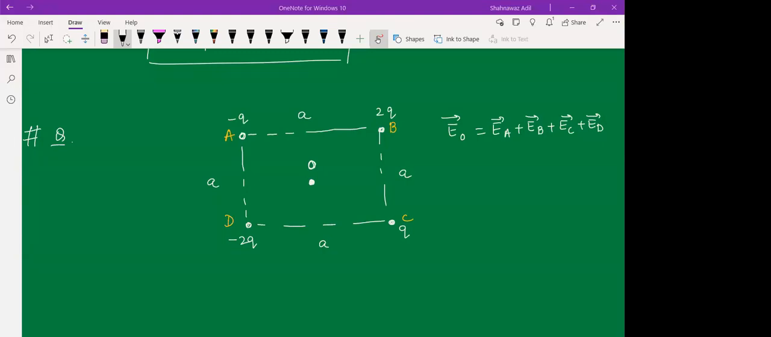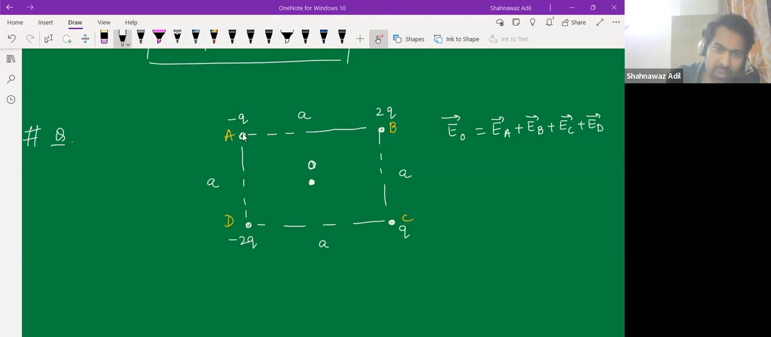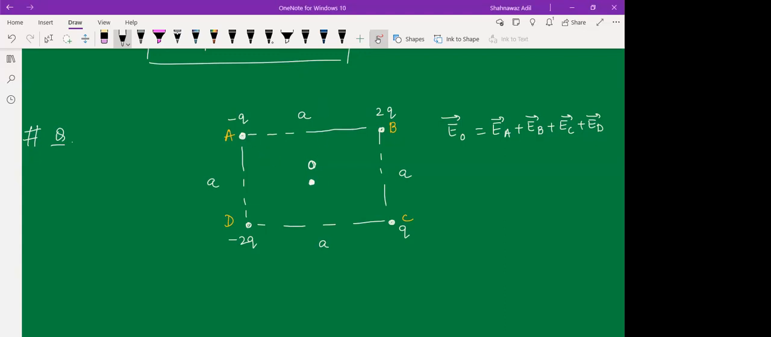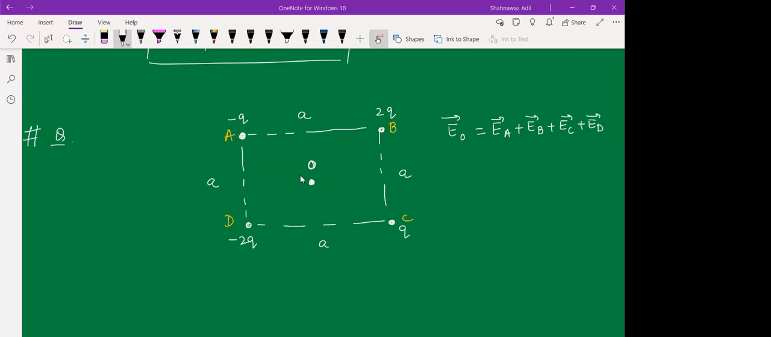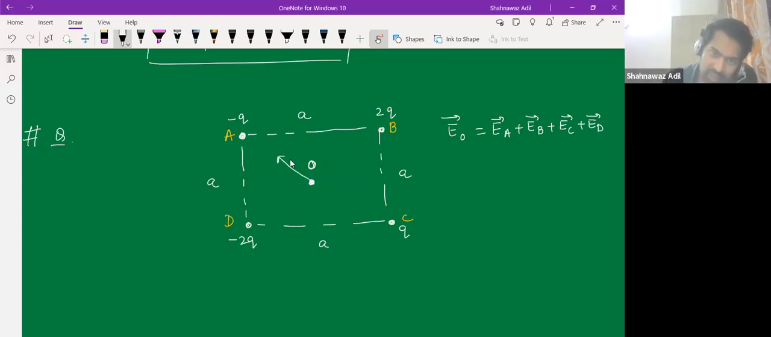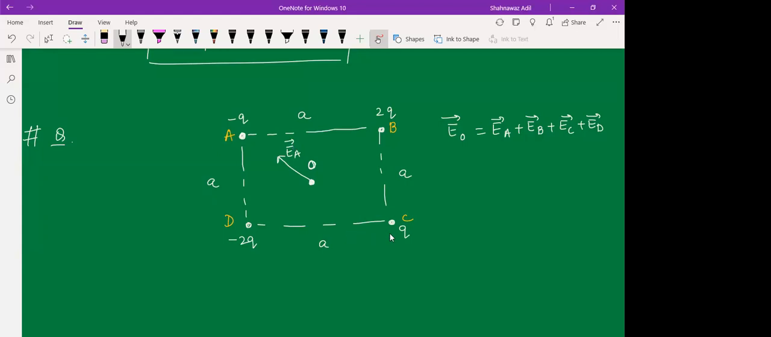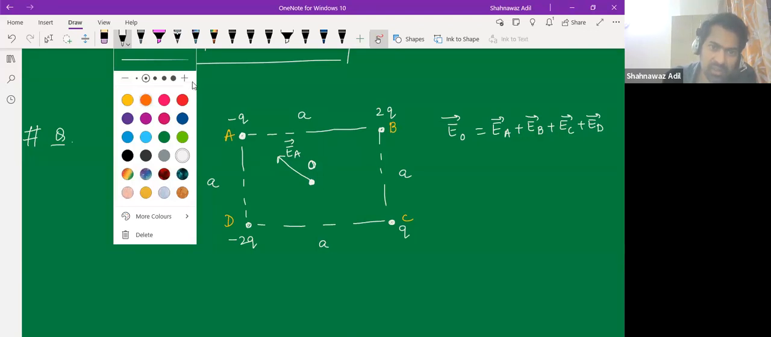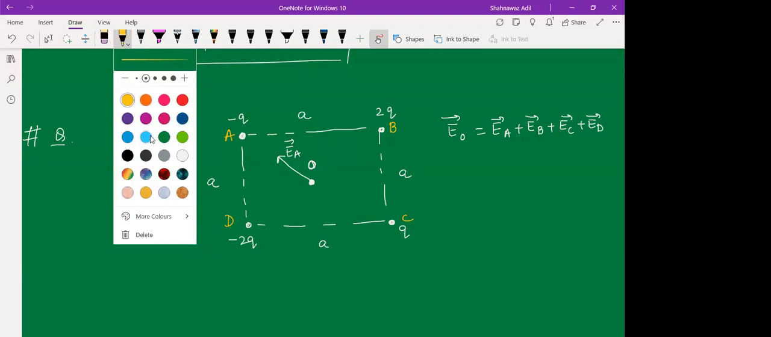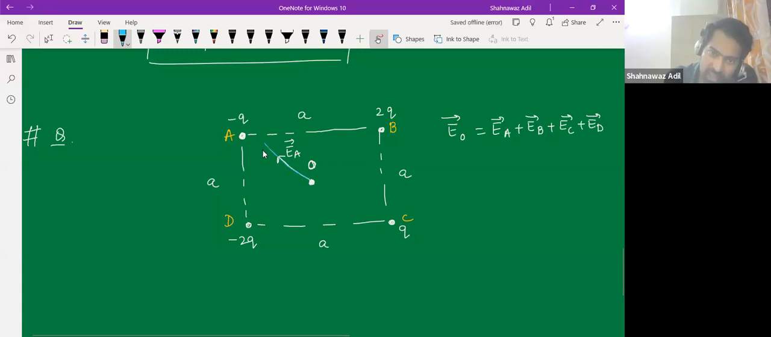Yes, sir. So what I was asking: due to this point A, the electric field would be in which direction? Towards A or away from A? Let's suppose that you have a plus Q charge. Towards A, sir. So this would be the electric field due to A, right? And due to this C charge, what would be the direction? Away or towards C? Away from C, sir. Away from C, right? So this would be in here.